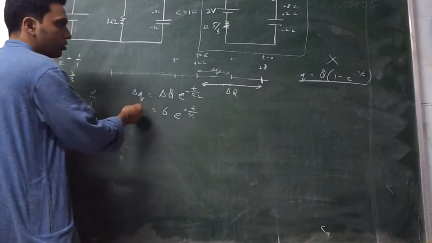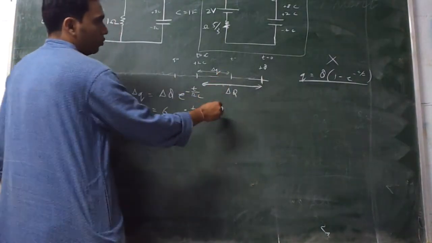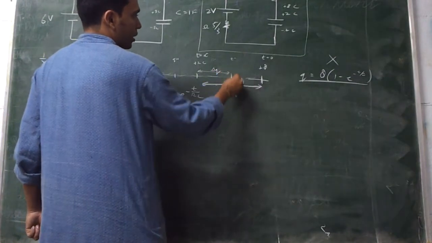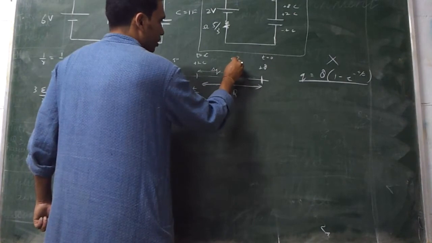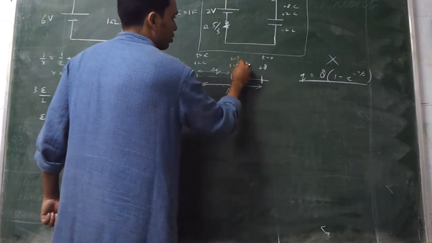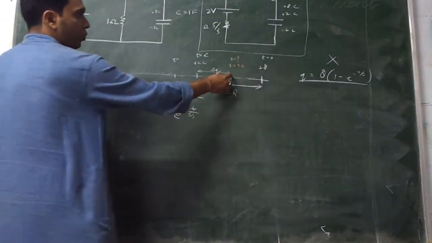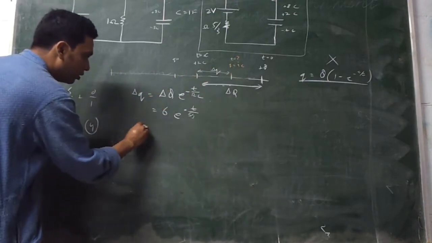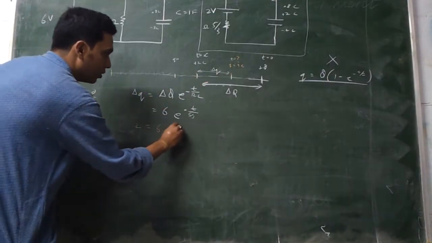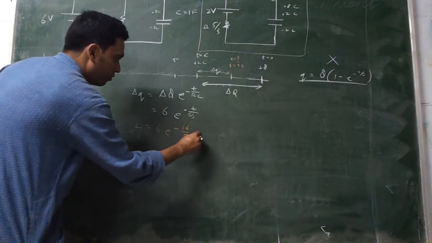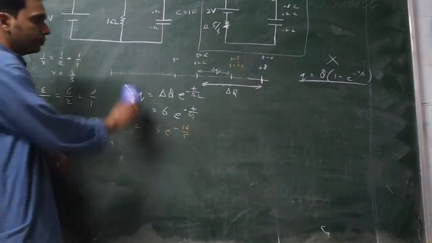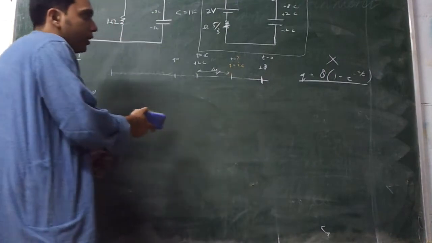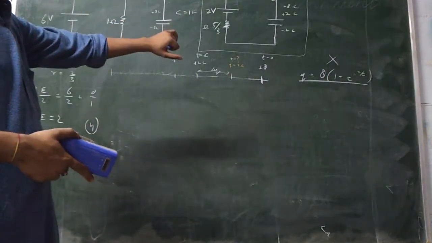So say your answer is 4. The question was: at what time t does the charge on the capacitor reach, say, 4 coulombs? Then 4 minus 2, which is 2, is equal to 6 into e power minus 3t by 5. This will give your answer. So this is quite short if you do it like this. You should be doing it like this because this gives you the actual picture of what is happening.